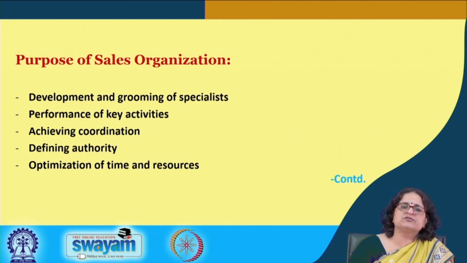Now, what are the purposes of a sales organization? One, it helps develop, train and groom specialists. Two, it helps in performance of important, key activities. It helps in achieving coordination, defining authority, and optimizing time and resources. As I just said previously, any organization structure will help illustrate the job titles, the job roles, the responsibilities, the reporting relationships, so that the different activities can be performed.